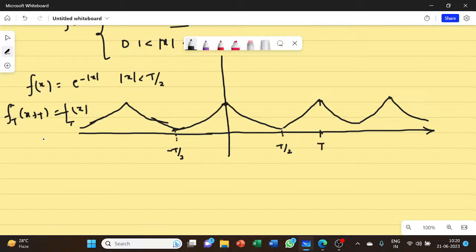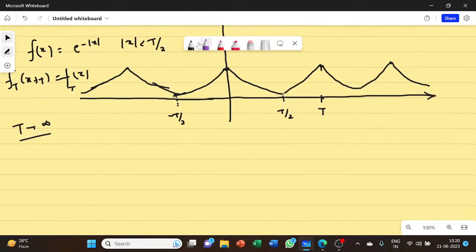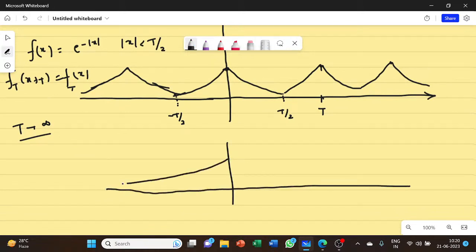So basically what is happening, if I am trying to take t tends to infinity, so what will happen? It will be this, just this function. This would be the function. It would be simply this. It will be simply e to the power minus mod x if t tends to infinity. And clearly this is an aperiodic function.